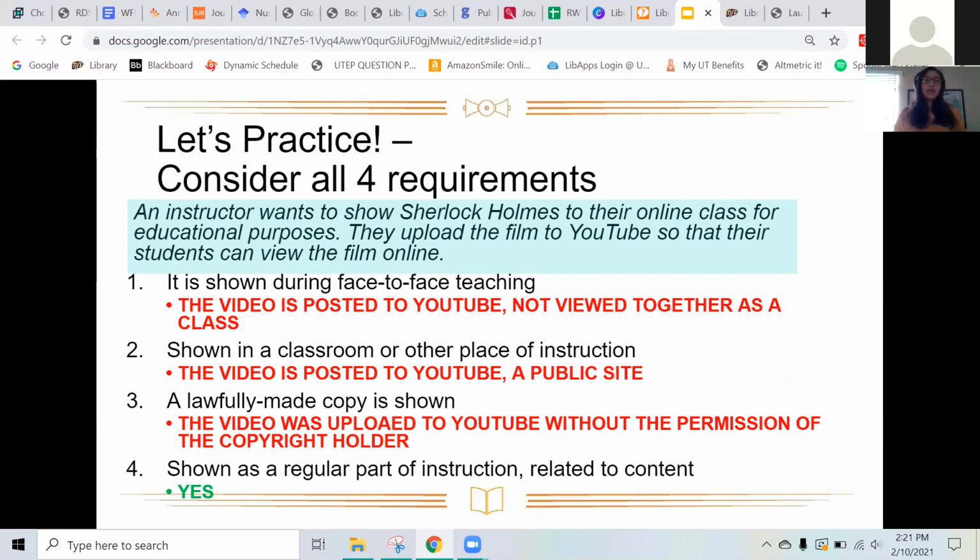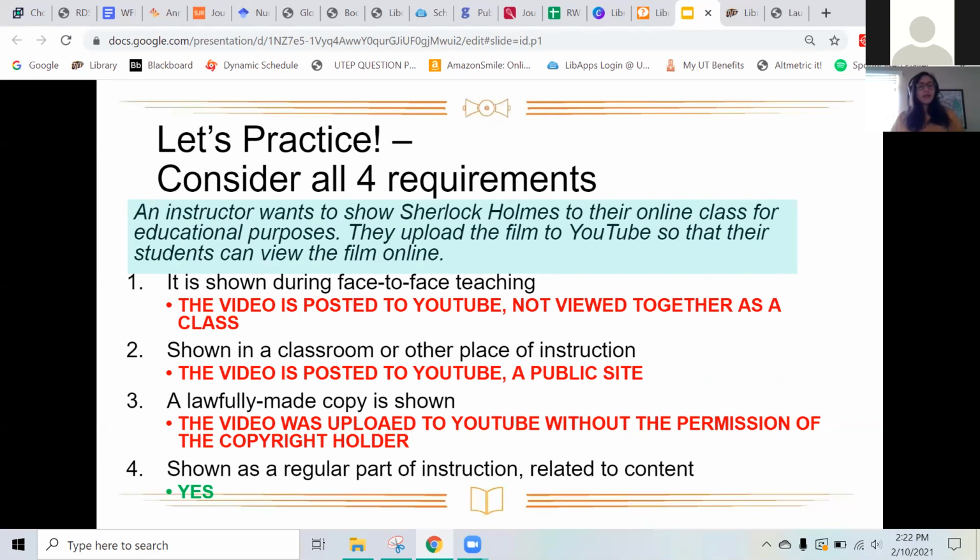So the second requirement, that it has to be shown in a classroom or other place of instruction. So it's on YouTube. That's a public site. That's not a place of instruction. And so, again, in contemporary legal cases, the classroom has also been acknowledged to be an online space that only students and the instructor have access to. So restricted to the students and instructor. I guess that could be like a Blackboard course. That could be your online classroom. But this was posted on YouTube, a public site.